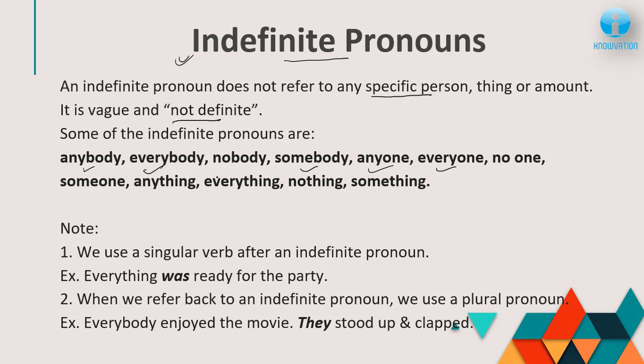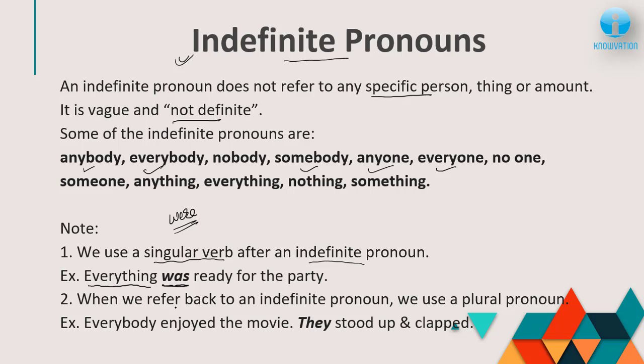All right. So let's see some rules about these indefinite pronouns. First is, we use a singular verb after an indefinite pronoun. So whenever there will be an indefinite pronoun, for example, everything. So I'm not pointing to one thing. I'm taking a vague thing like everything. Here I'm going to use a singular verb. This is a singular helping verb. So agar plural mein convert hota to verb change hota. And here I'm using was because this is our rule. Everything was ready for the party.